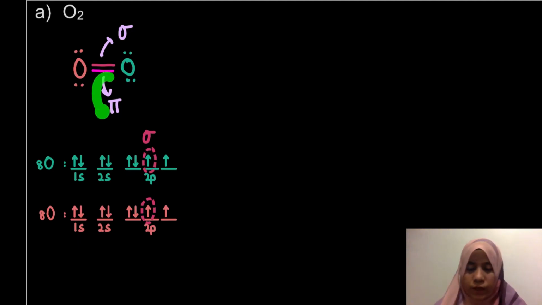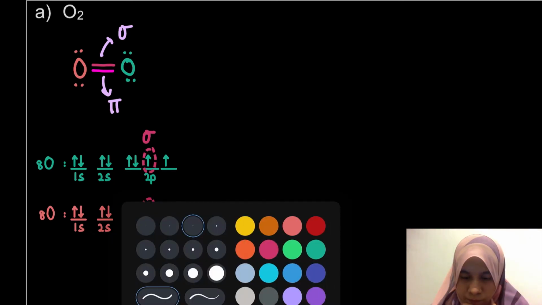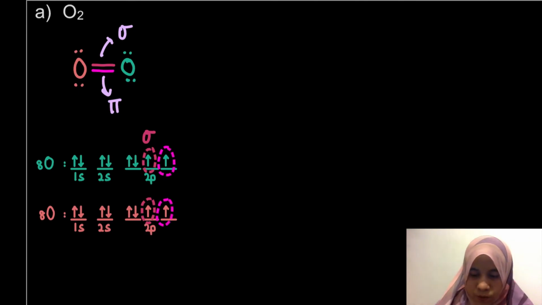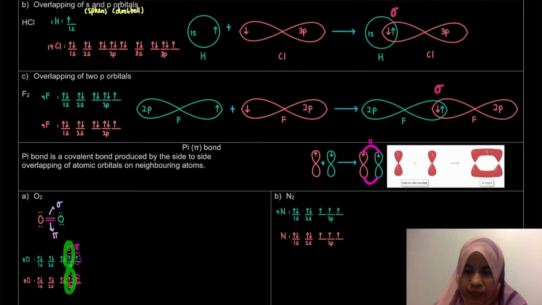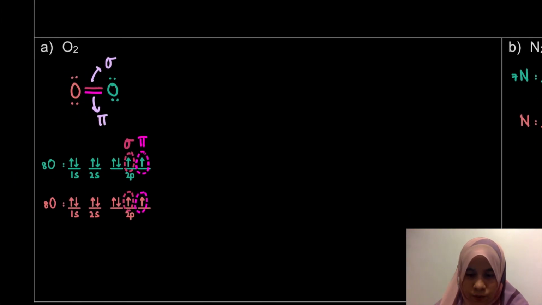For both of these, they will overlap not end to end, but side to side, like that. This is what we call our pi bond. So now we know that this will be our sigma bond, the sigma bond like this. Okay, so what will happen is that, first, Miss will directly do it like this.